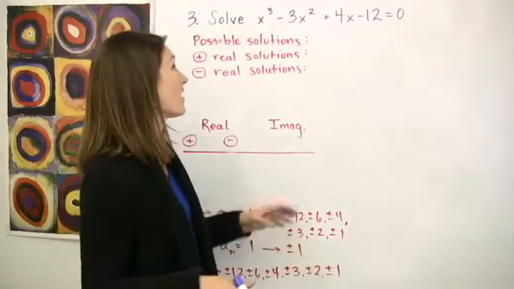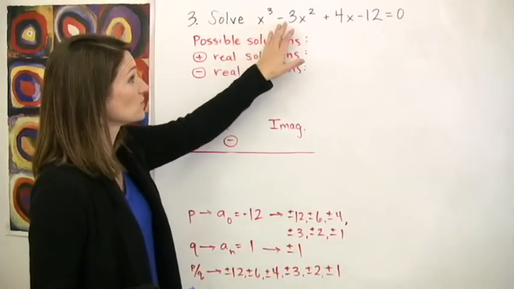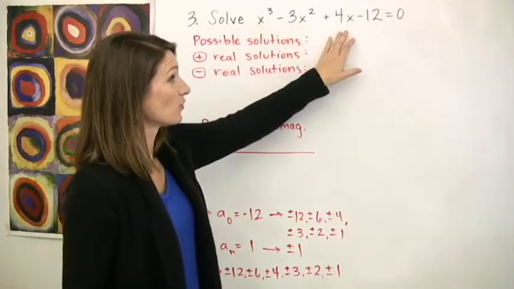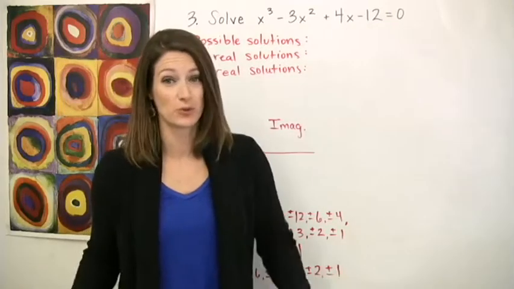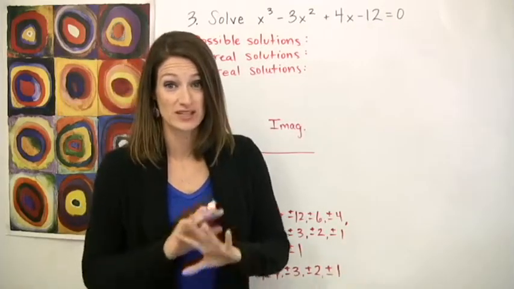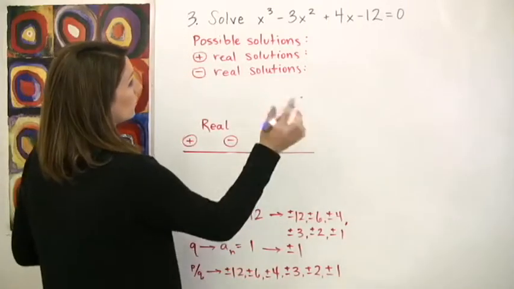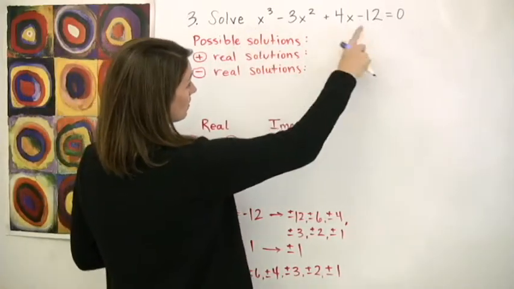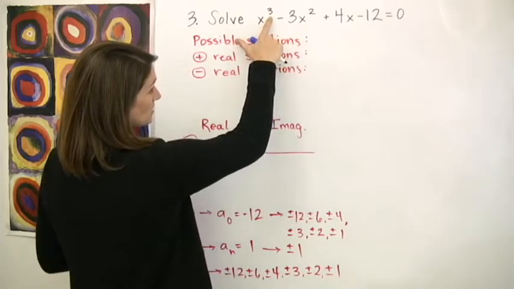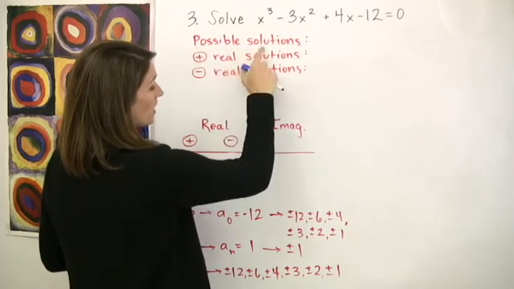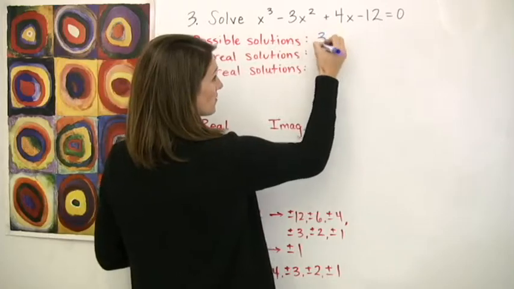Okay, for this problem, we're asked to solve x cubed minus 3x squared plus 4x minus 12 equals 0, and we need to solve this completely, so we need to find all of the solutions. So let's start by listing what we know. We can look at the degree of this polynomial equation here. It's raised to the 3rd power, so the total possible solutions we can write as 3.